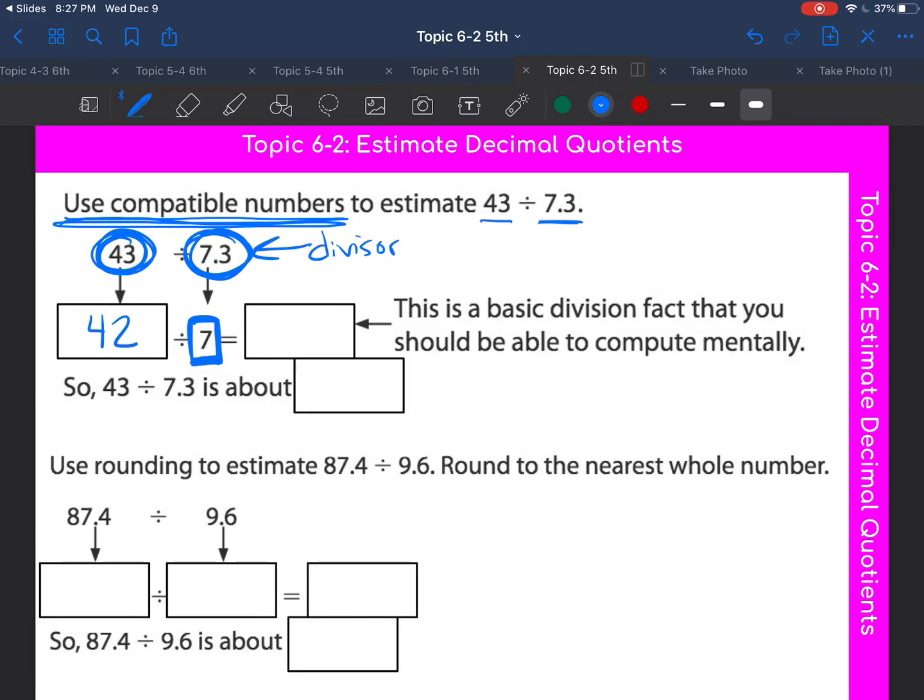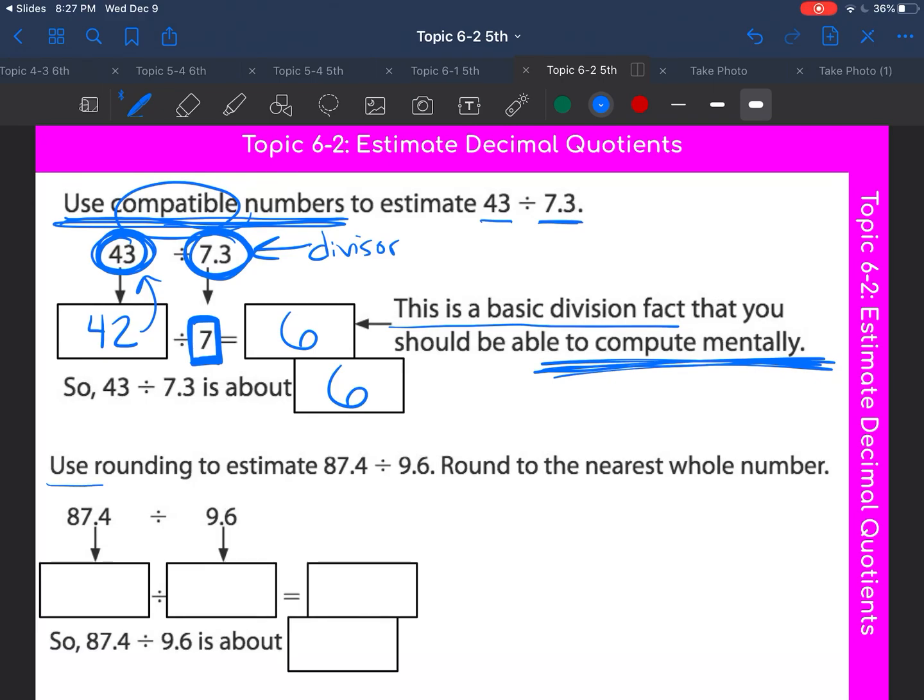So let's say if I made it 42, I would say that's pretty close to 43. So 42 divided by 7 is 6. And again, this is a basic division fact that you can compute mentally, which means do it in your head, solve it in your head, because it's a compatible number, okay? So we just found that 43 divided by 7 3/10 is about 6, okay?